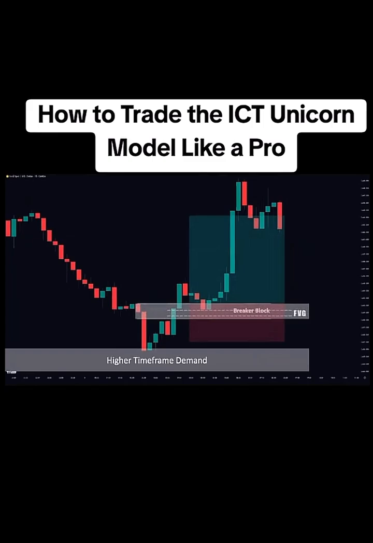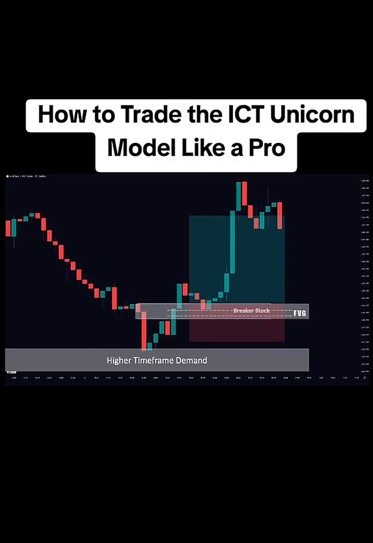zone. If a pattern like the unicorn model forms within this context, it provides double confirmation. The higher time frame analysis aligns perfectly with the lower time frame entry setup. Even though the lower time frame shows bearish momentum, the higher time frame might still be in a bullish structure. In such a case, this long entry aligns with the dominant uptrend, significantly increasing the likelihood of hitting our targets.